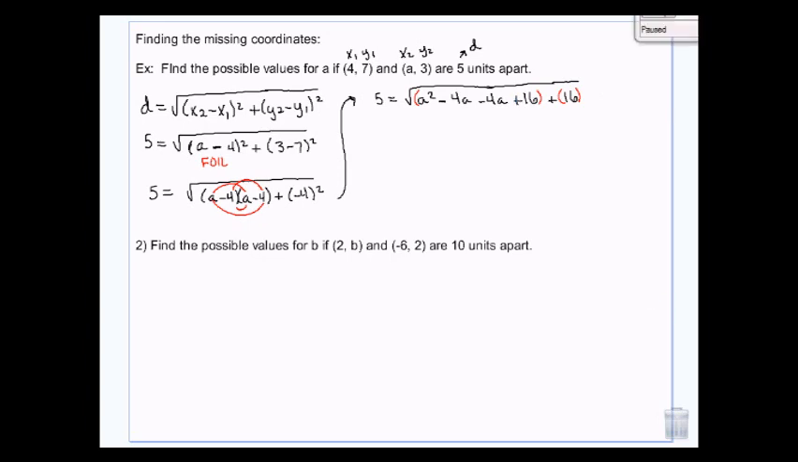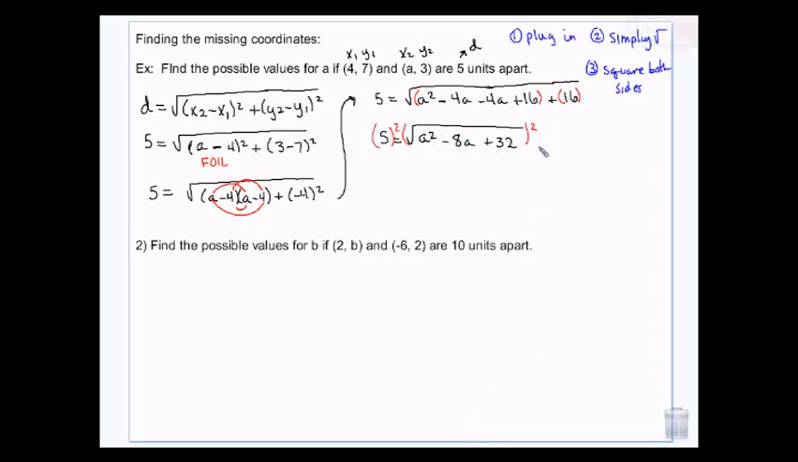So now I keep going. I'm not completely simplified yet. So a squared is by itself. Negative 4 and negative 4 together make negative 8. And then 16 and 16 is 32. Once we've simplified the square root completely, you're going to square both sides. So 5 squared is 25. And what happens when you square a square root is that the square root goes away. So you just write down everything that was underneath.